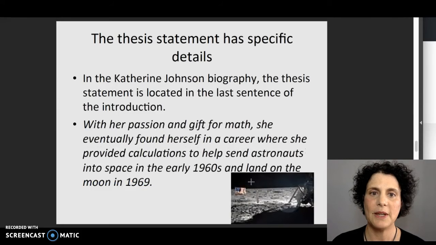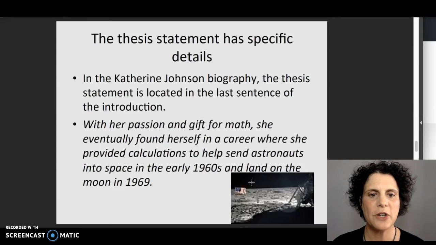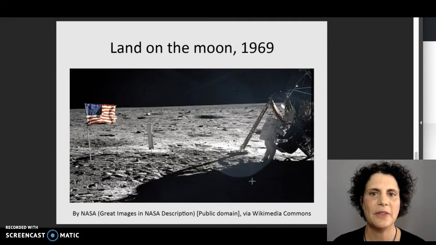The thesis statement has specific details. In the Katherine Johnson biography, the thesis statement is located in the last sentence of the introduction: With her passion and gift for math, she eventually found herself in a career where she provided calculations to help send astronauts into space in the early 1960s and land on the moon in 1969. Landing on the Moon, 1969 photo.